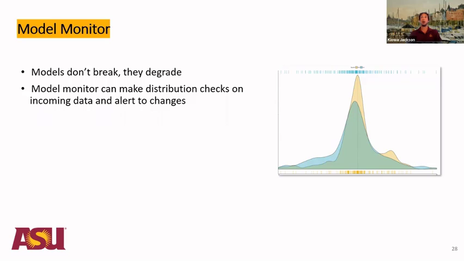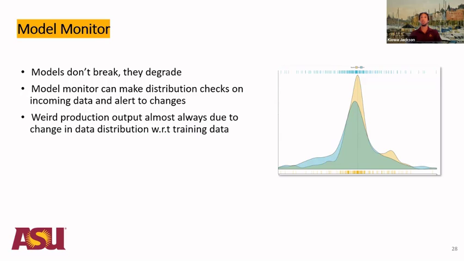So in general, and almost by definition, whenever you see weird production output, it's due to a change in the data distribution with respect to the training data. It can be the model itself sometimes, but once you have a trained model, it's actually a pretty simple object. It's just a list of weights and how to weight the features together. The complexity is usually in the data and the pre-processing, and that's usually where it will cause some issues.